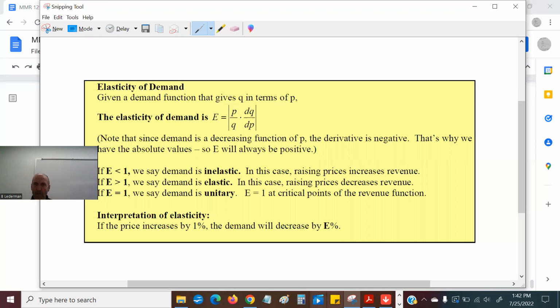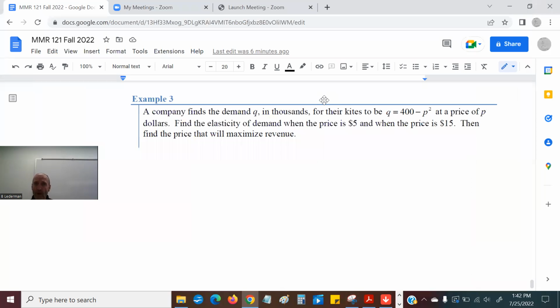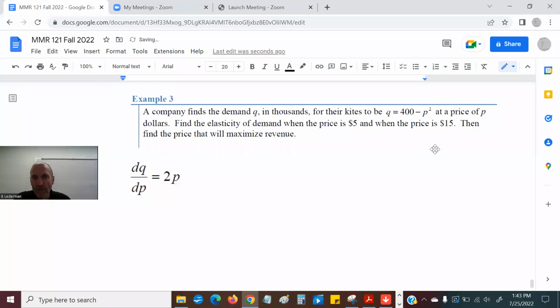So P is P. We see that Q is 400 minus P squared. So that means dQ/dP just equals 2P. Very simple. Now, why is it 2P, not negative 2P? There's a minus P squared. Well, we're taking the absolute value of everything, so everything is going to be positive.